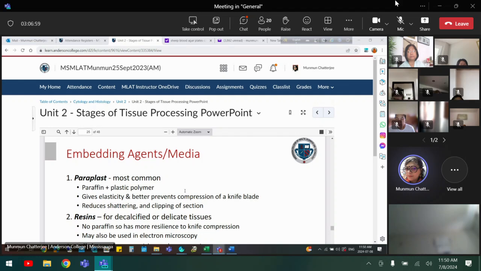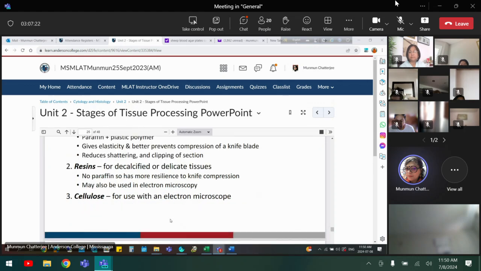So shattering means the tissue is going to come out exactly as it is embedded. It's not going to be spreading around, up or down or laterally, and there won't be chipping or clipping of the section.